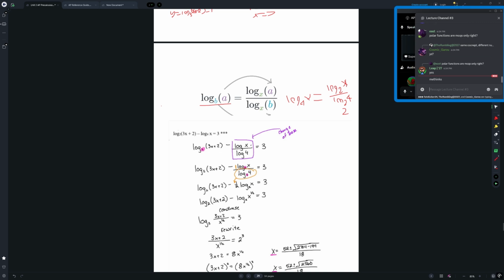Theoretically polar, I wouldn't consider polar periodic, but some people would. Periodic means having a period like 2 pi and stuff like that: sine, cosine, tangent.